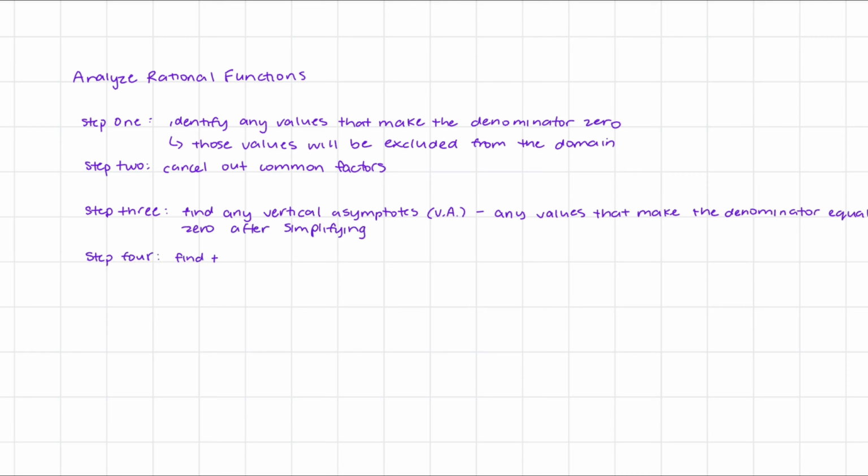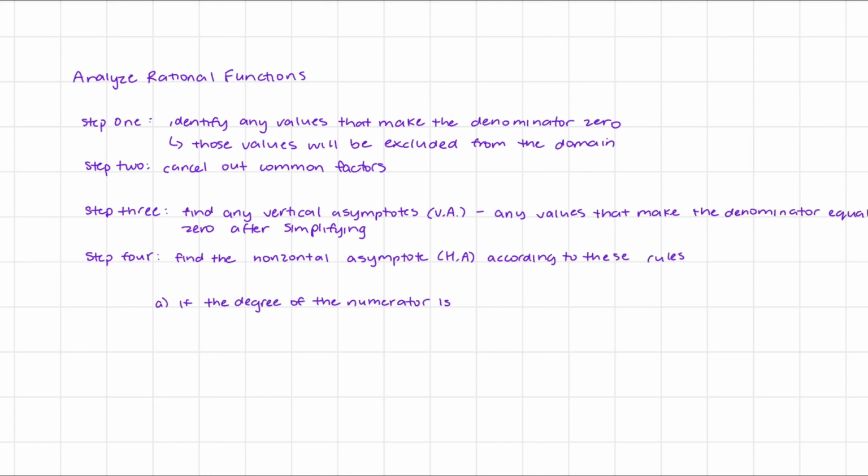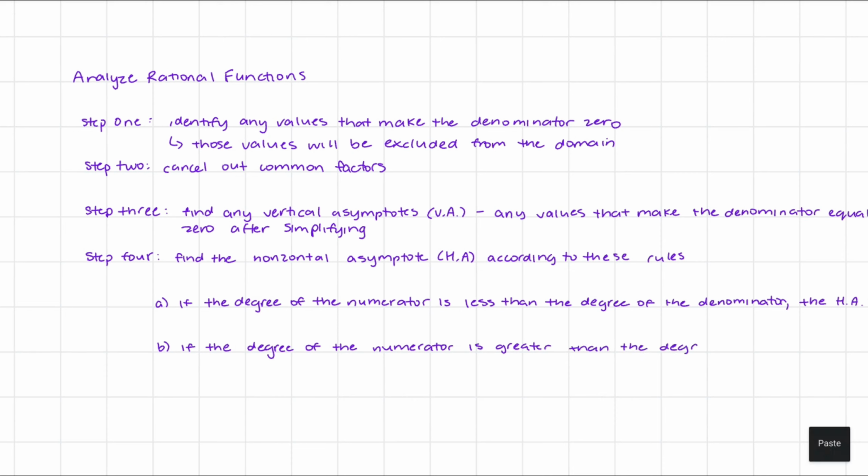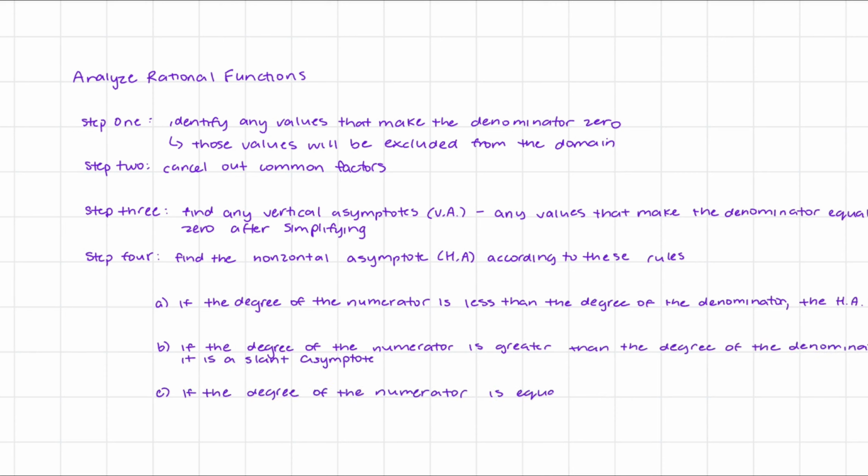And to find the horizontal asymptote, follow these rules. If the degree of the numerator is less than the denominator, the horizontal asymptote is 0. Remember that when we're thinking about the degree, we're talking about the value of the exponent of the leading coefficient. So whatever coefficient has the highest exponent, that exponent is the number you're looking at. If the degree of the numerator is greater than the degree of the denominator, it is a slant asymptote. And if the degrees are equal, the horizontal asymptote is the ratio of the leading coefficients.